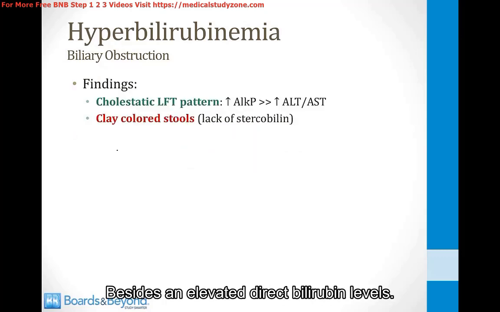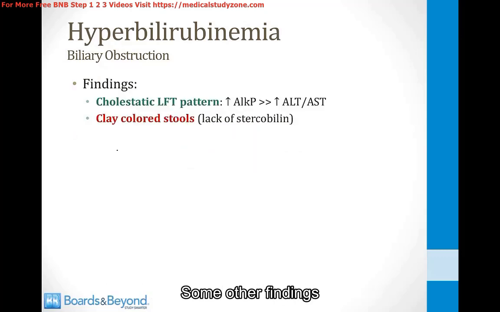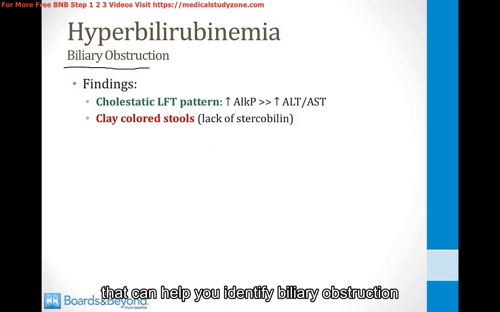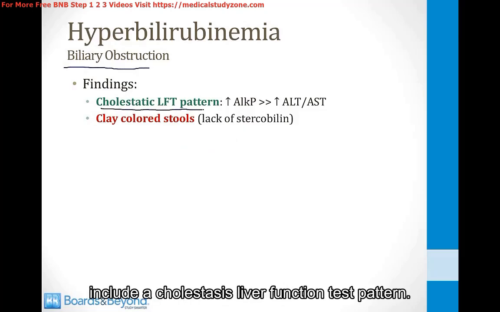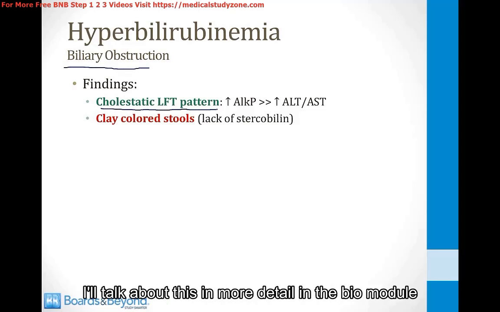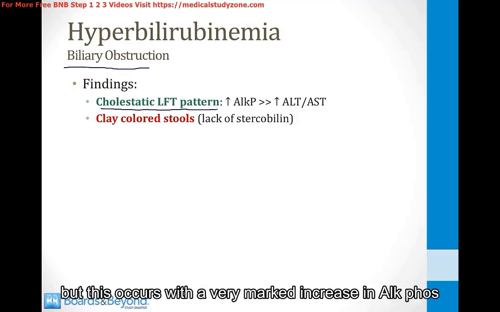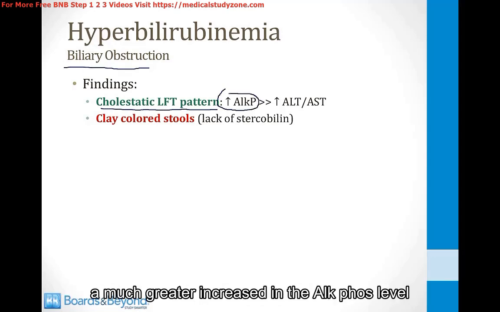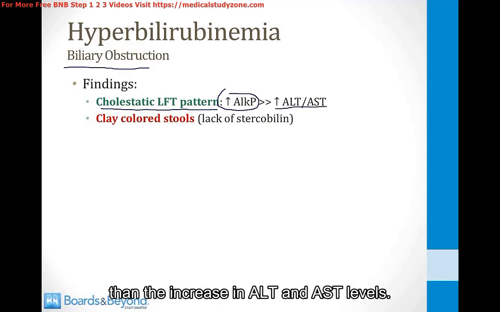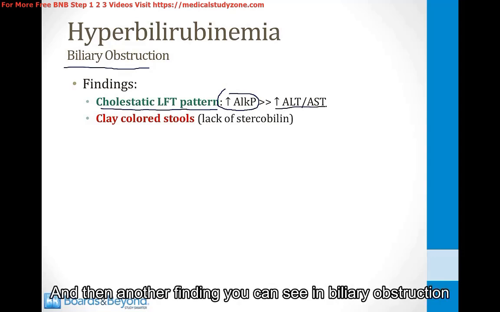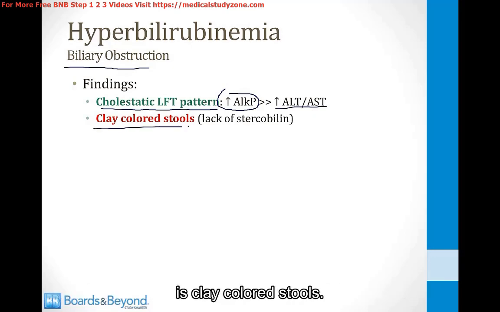Besides an elevated direct bilirubin level, some other findings that can help you identify biliary obstruction include a cholestatic liver function test pattern. I talk about this in more detail in the bile module, but this occurs with a very marked increase in ALK phos, a much greater increase in the ALK phos level than the increase in ALT and AST levels. And then another finding you can see in biliary obstruction is clay-colored stools.